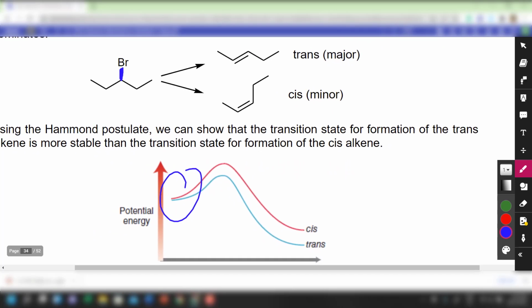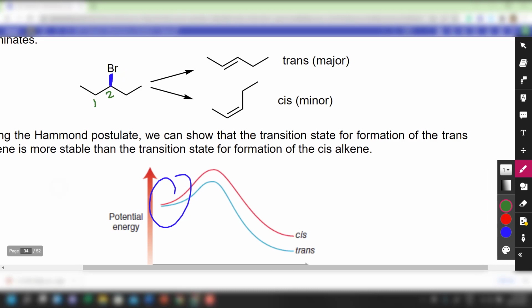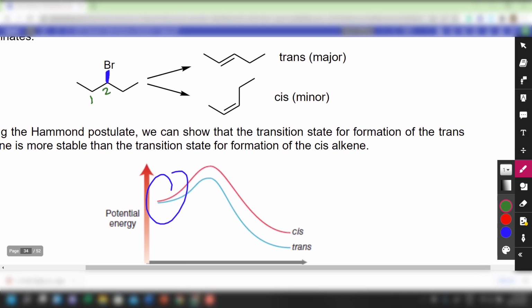First I'm going to label this as carbon number 1 and carbon number 2. I'm going to draw a Newman projection. So the one in front is carbon number 1. Then the methyl group will be pointing down, and then this will be the H, and this is the H. So this is carbon number 1, and then carbon number 2 is right at the back.